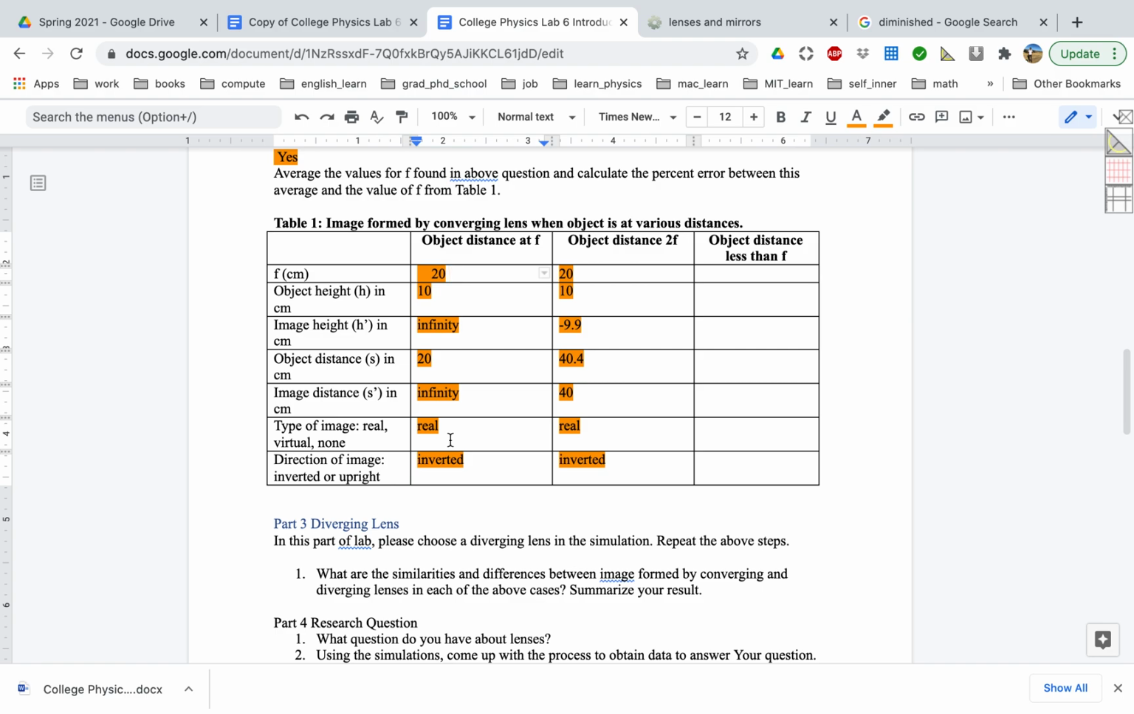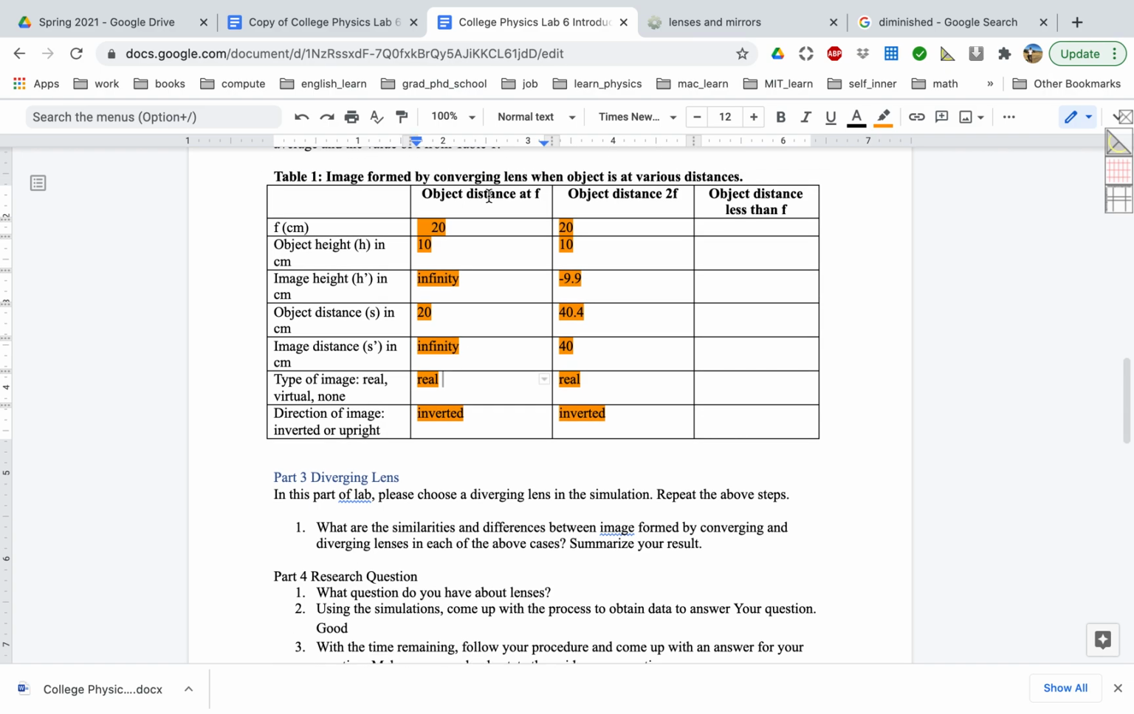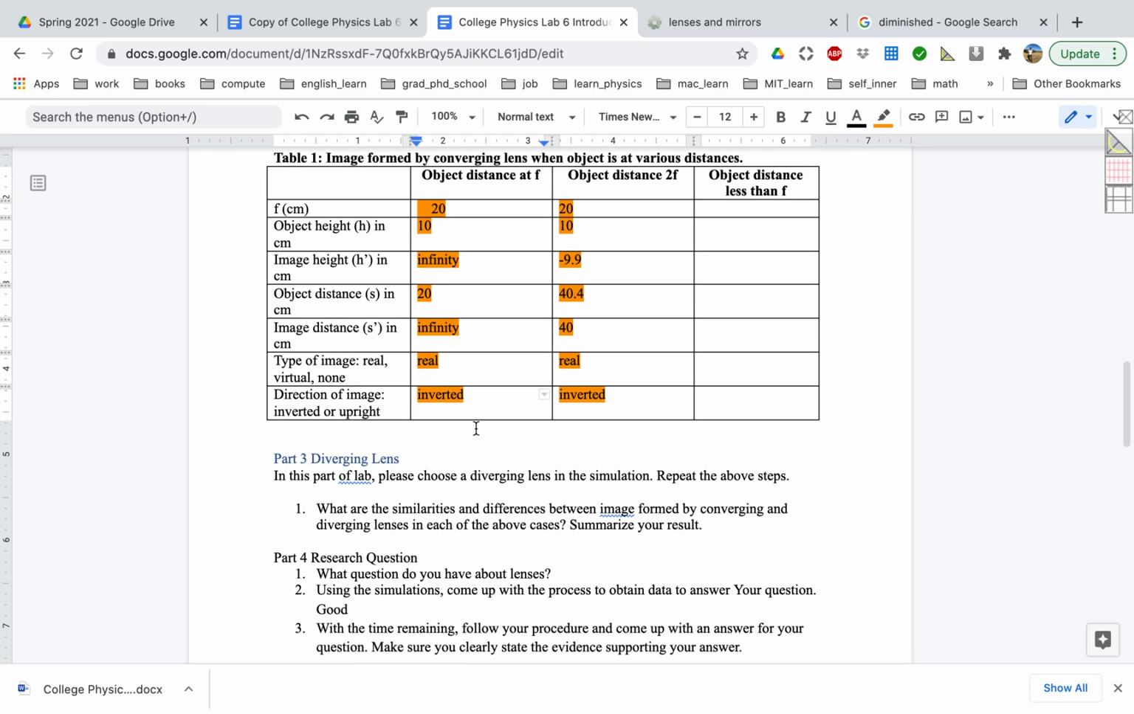So that is it. Here is a data table for students. They can use it here. They need to note down the focal length f, object height h, image height h dash, object distance s, image distance s dash, and the type of image formed, whether it's real, virtual, or none. They may say none here, even though the image is actually formed when the object is at distance f, but the image is formed at infinity, basically. And then it is inverted.